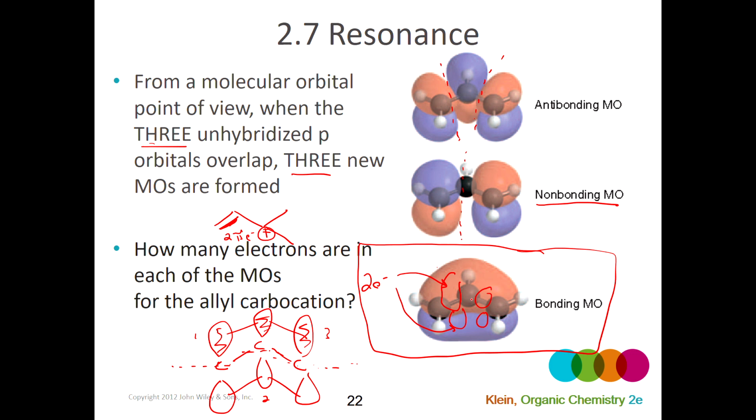Resonance is a stabilizing force or stabilizing phenomenon because it allows electrons to get into bonding molecular orbitals that are spread over more atoms than they would otherwise be spread over, and that allows the electrons to be extra stabilized because they can attract to all those nuclei at once.